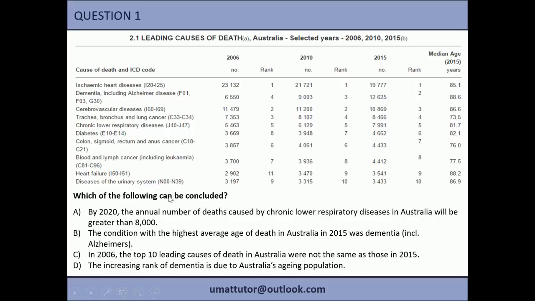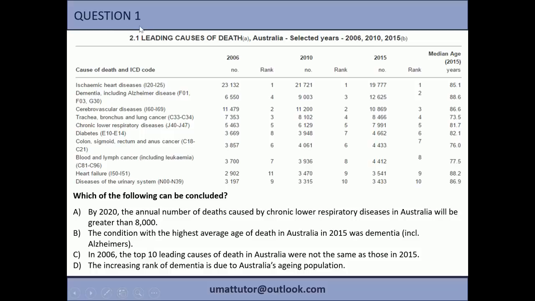Whereas if this question is something specific like in which year was dementia the third highest cause of death in Australia, then you would know exactly which part of the table to look at and you could get to the answer more quickly. But given that's not the case for this one, I'm going to begin by having a look at the table just to kick things off.